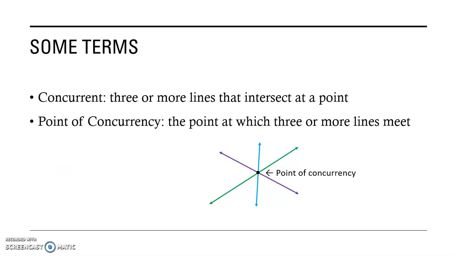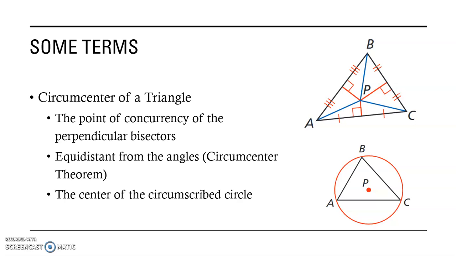Now let's take a look at our first special type of point of concurrency. The circumcenter of a triangle is the point of concurrency of the perpendicular bisectors. So notice what I've drawn in my triangle here is that we have a perpendicular bisector here with the red. It's bisecting AC and it's perpendicular to AC. Then I drew another one here at AB. It's perpendicular to AB and going to point C. And then I have BC here with a perpendicular bisector.